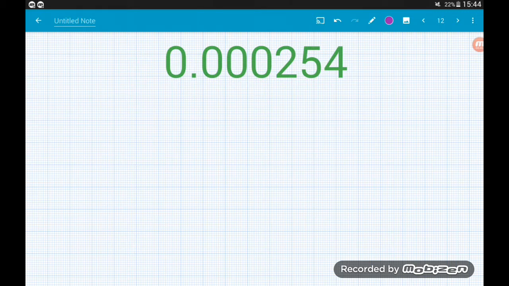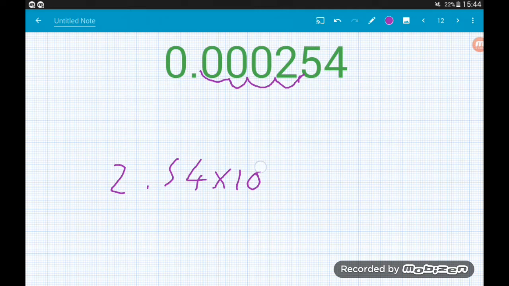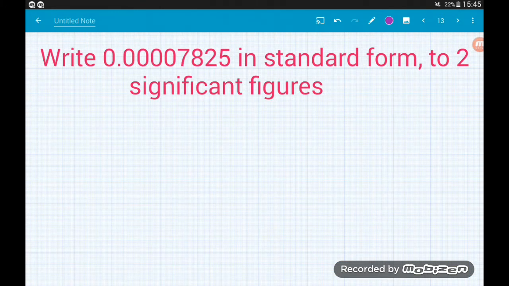0.000254. Well, the number that we're going to need there is 2.54. And it's always going to be times 10. Now, what's our power of 10? Well, let's put our decimal between the 2 and the 5, and then count backwards. 1, 2, 3, 4. So, it's times 10 to the minus 4, like that. And then we've got one more example.